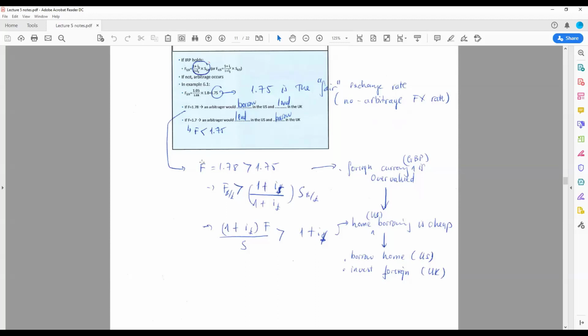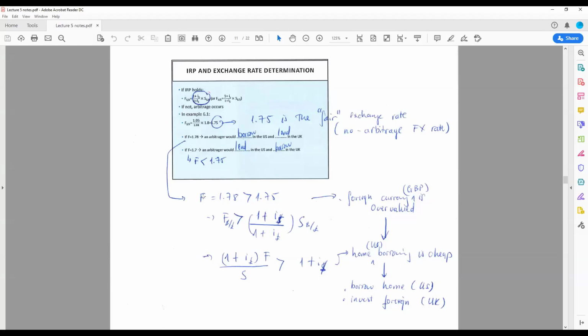If this is the case, and we put it back in our equation, we will see that this will be our equation. That means the left-hand side is greater than the right-hand side. If I rearrange this equation into 1 plus the interest rate in the domestic country on one side, and 1 plus the interest rate in the foreign country on the other side, I will end up with this.